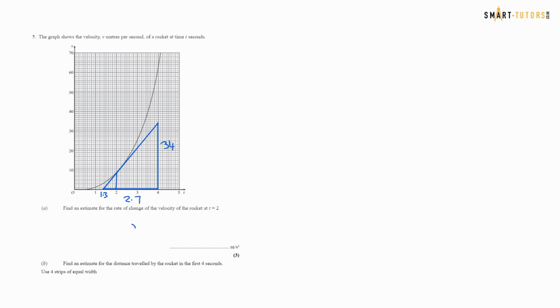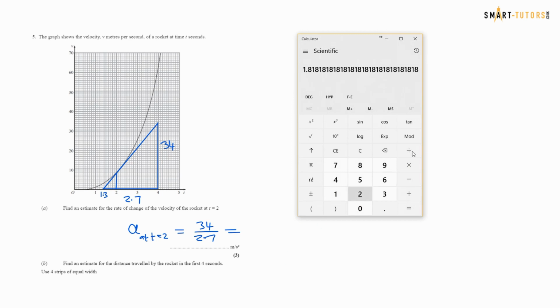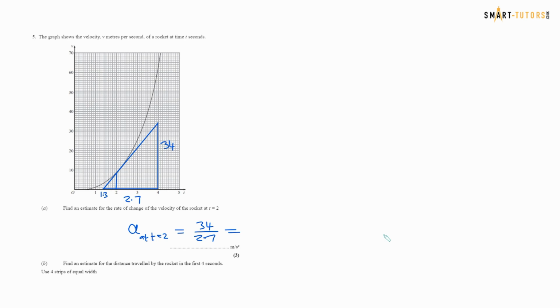So acceleration at t equal to 2 is 34 divided by 2.7, which is, bring the calculator, so 34 divided by 2.7, which is 12.6. So 12.6 meter per second squared.